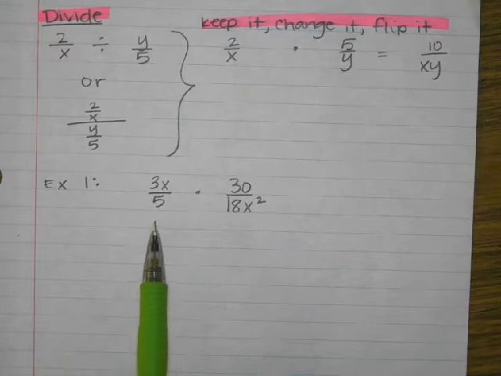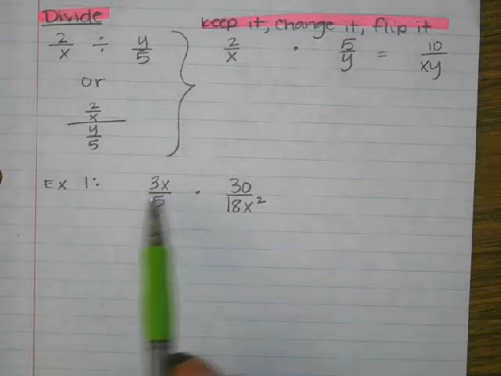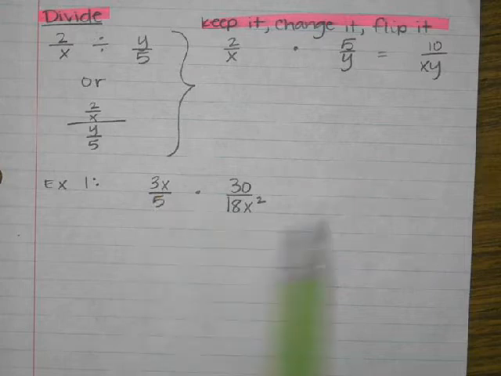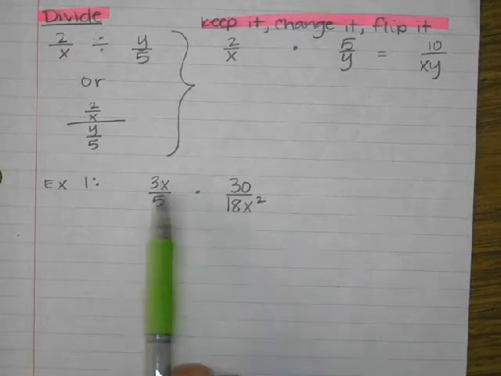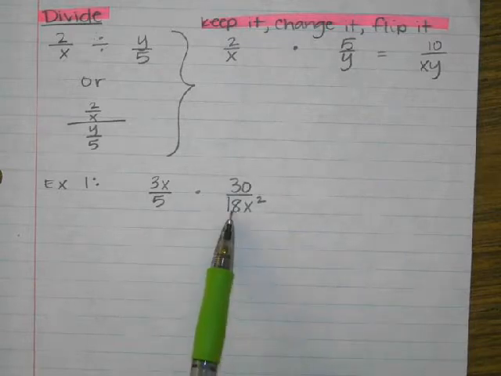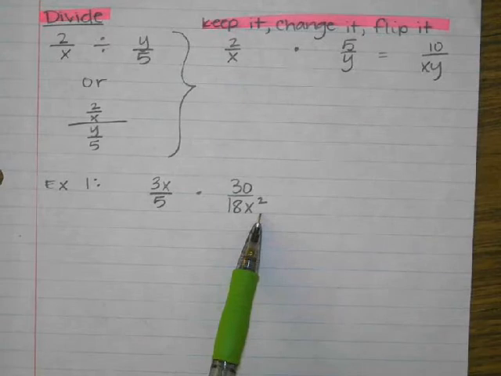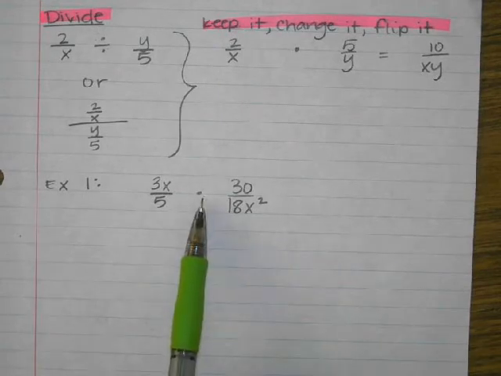Now when we look at this problem, I see a 3 and an x written right next to each other. What operation is happening between the 3 and the x? Multiplication. I see this dot right here. What does that dot mean? Multiplication. So I see lots of multiplication on the top. If I look at the bottom, what's happening between the 18 and the x squared? Multiplication. And then I have the dot. What does the dot mean? Multiplication.